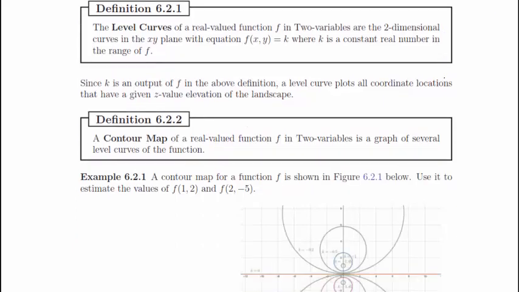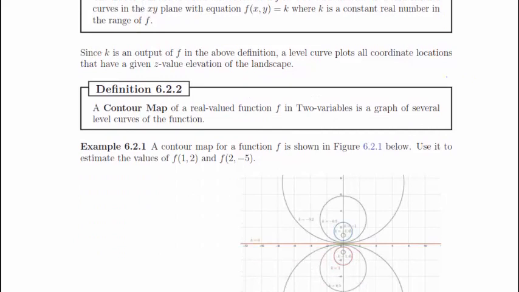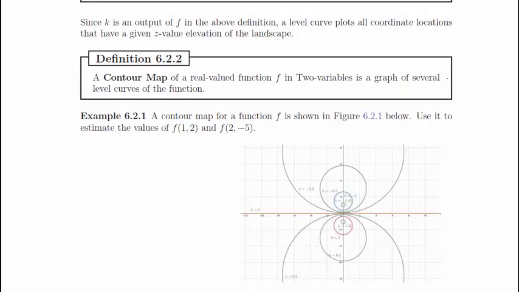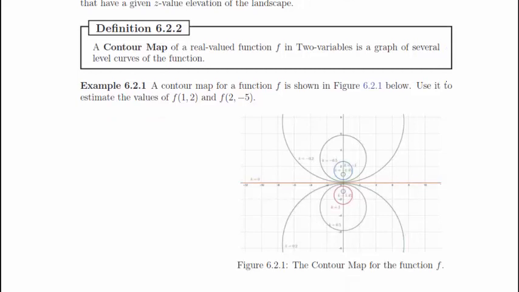Definition 6.2.2. A contour map of a real valued function f in two variables is a graph of several level curves of the function. So the idea is that if we graph enough level curves of a given function, then we get an idea of what the three-dimensional picture looks like. We see a bunch of different z-value lines. For given z-values, we can see where the function takes on that z-value and can hopefully infer in our minds what the 3D picture looks like from these contour maps.